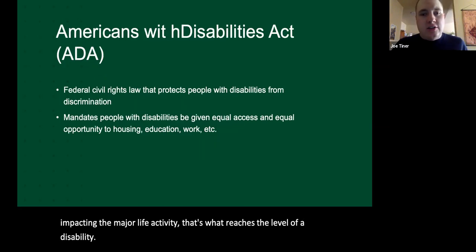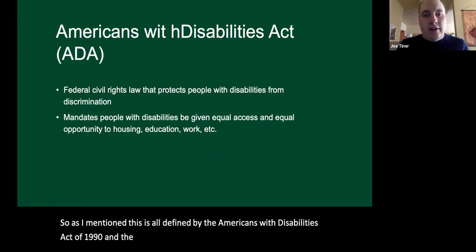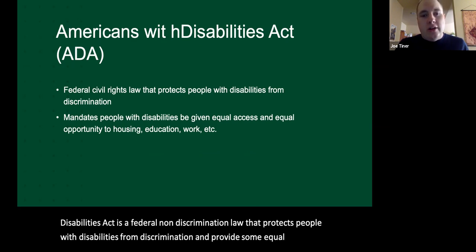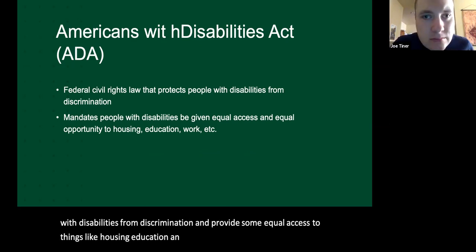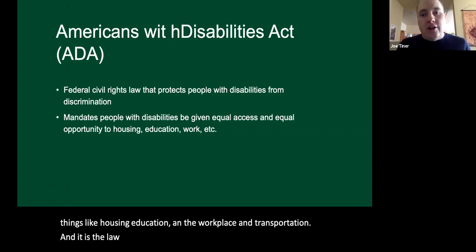So as I mentioned, this is all defined by the Americans with Disabilities Act of 1990 and the Amendments Act of 2008. The Americans with Disabilities Act is a federal non-discrimination law that protects people with disabilities from discrimination and provides them equal access to things like housing, education, the workplace, and transportation. And it is the law under which a lot of the protection and accommodations I'm going to talk about is founded.